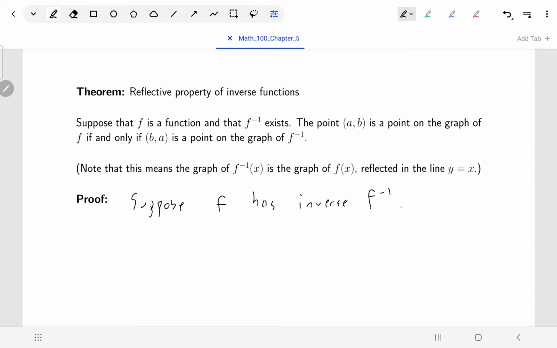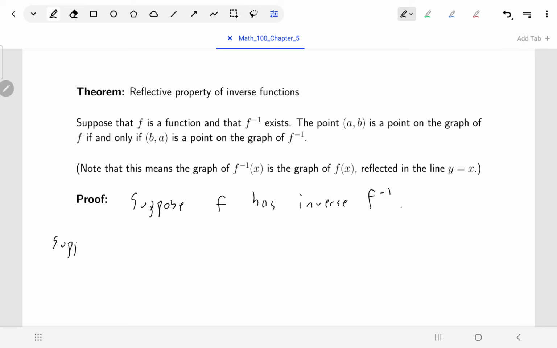We're trying to prove an if and only if statement. We're trying to show this point is on the graph of f if and only if the other point is on the graph of f inverse. So basically, I have to show two things. If (a, b) is a point on the graph of f, then I can conclude the other point is on the graph of f inverse. And I'll also have to show if this is a point on the graph of f inverse, then (a, b) must be a point on the graph of f. Both are relatively easy to show.